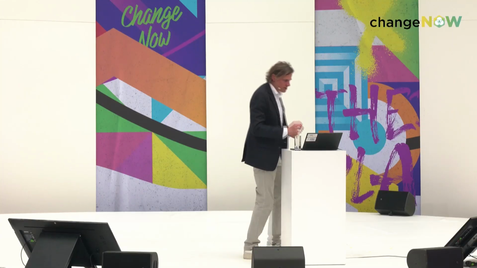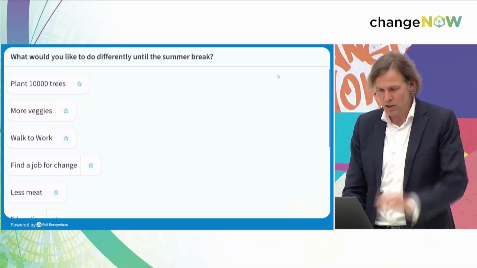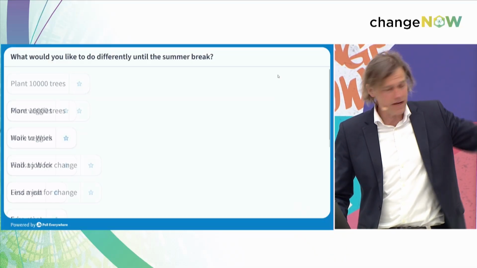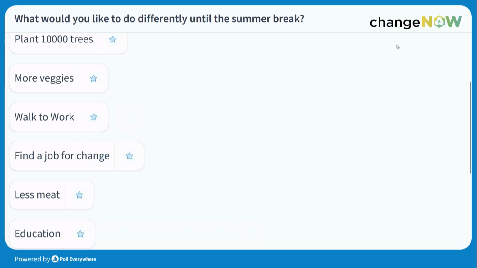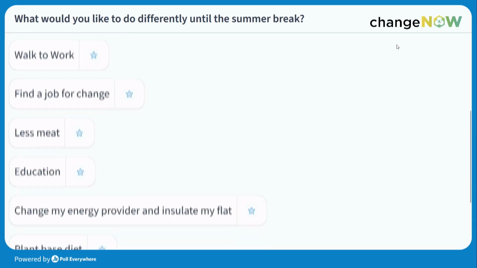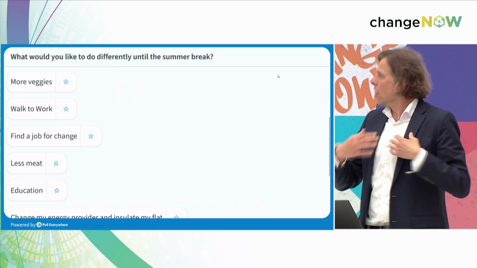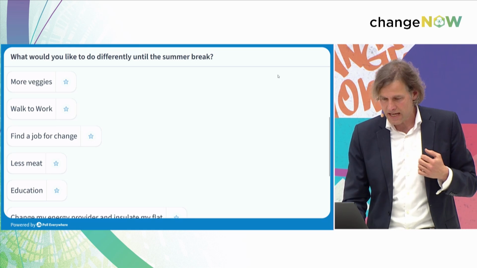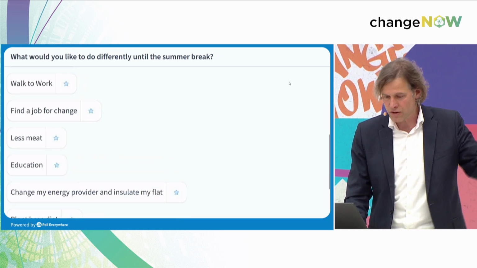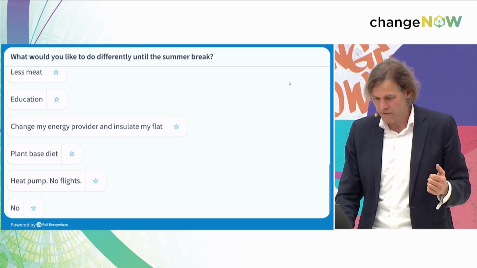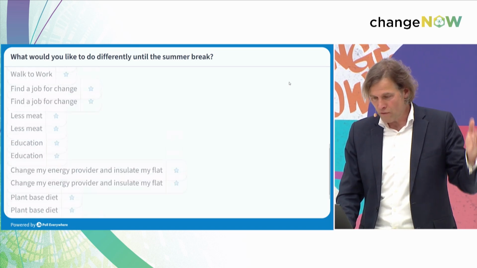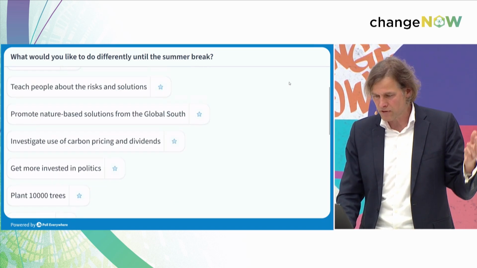And let's have a look at what you're suggesting. You want to plant 10,000 trees. You want to be more vegetarian. You walk to work instead of maybe using your car. Find a job for change. Oh, this has personal impact. I like this. Less meat. You want to educate yourself. Change my energy provider. Insulate my flat. Fantastic. Heat pumps. No flying. Sometimes it's necessary, but you reduce your flights.